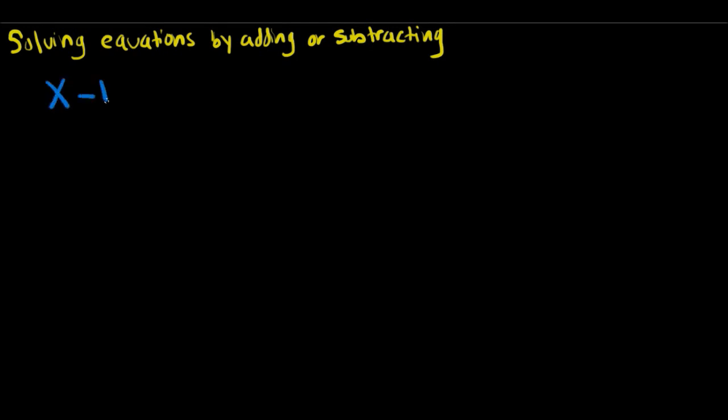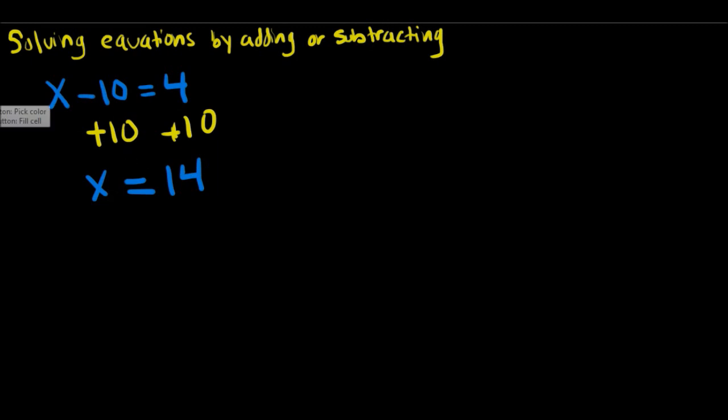x minus 10 equals 4. So you want to isolate the x. So you want to start off by adding 10 to both sides. Whatever you do to one side, you have to do to the other. So if we add 10 to the x minus 10 side, we get 0, so it becomes just x, equals, if we add 10 to the 4 side, we get 14. So we can see that x equals 14, and we can check this.